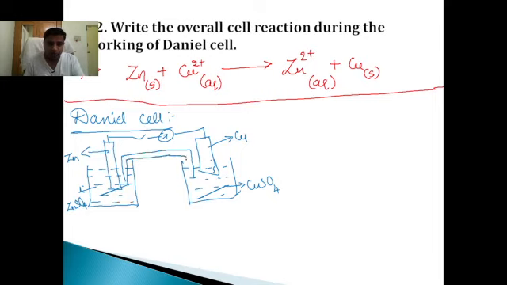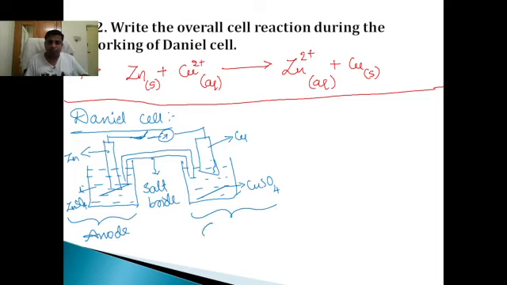Yeah, this is very fine. Zinc rod dipped in zinc sulfate, copper rod is dipped in copper sulfate. The 2 rods are connected externally using a metallic wire which includes a switch and an ammeter, and the 2 solutions are connected using a salt bridge. We know zinc rod dipped in zinc sulfate is anode, whereas copper rod dipped in copper sulfate is cathode. Okay, what happens at anode?